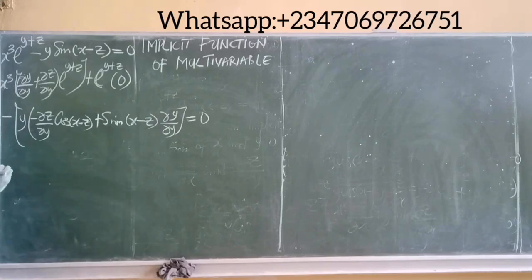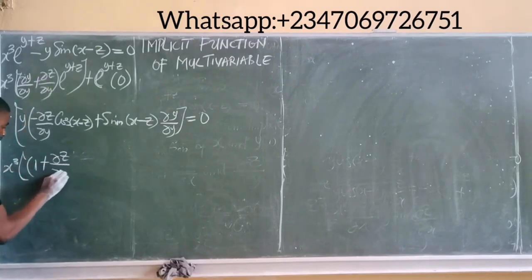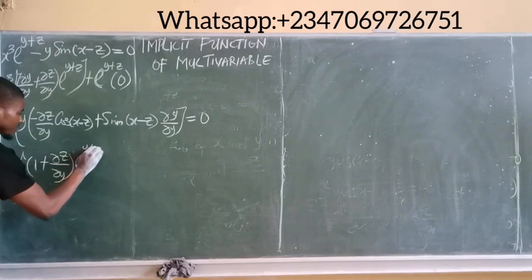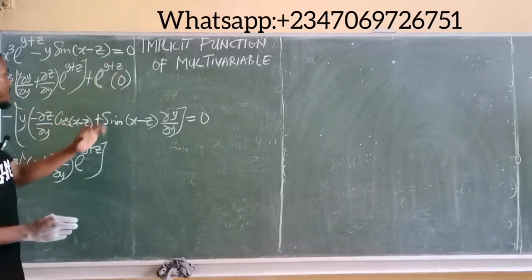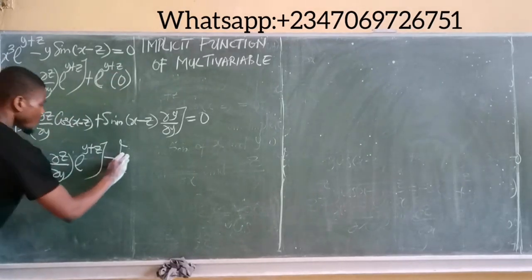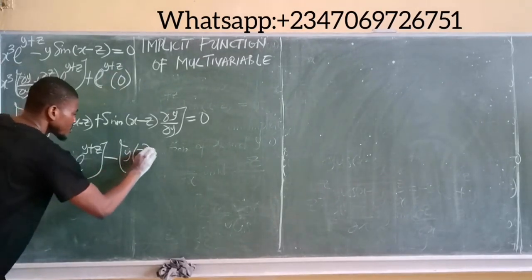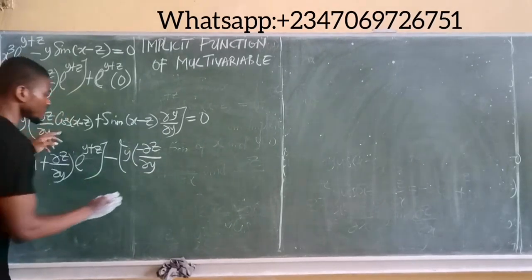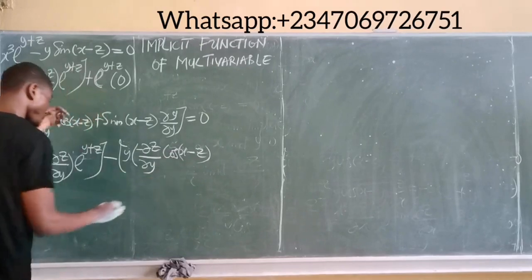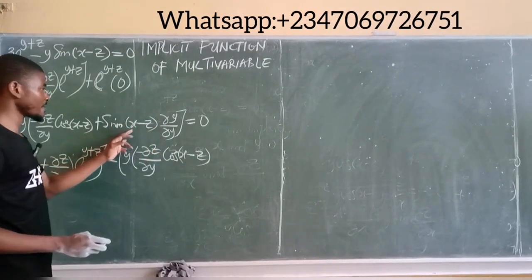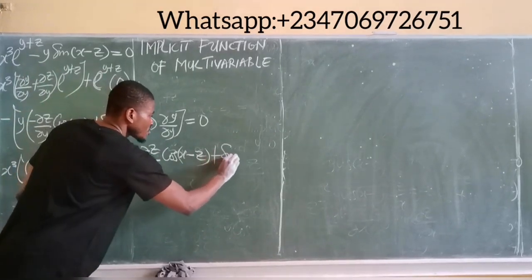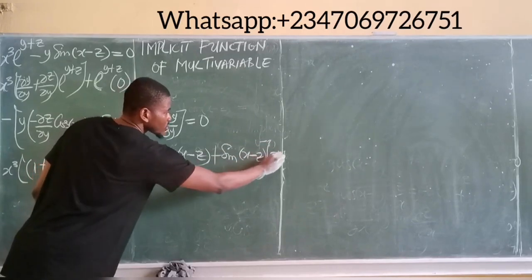All right, so let's now evaluate. I have x cubed into here, of course, partial y over partial y is simply 1. Plus, I have here partial z all over partial y multiplying by exponential y plus z. Here, I have exponential y plus z multiplying by 0, so that automatically becomes 0. I have here minus, so I bring down here y into, I have minus partial z all over partial y cos x minus z, plus, of course, here partial y over partial y is simply 1, so I simply have sine x minus z multiplies 1, which still gives us plus sine x minus z. The whole of this is equal to 0.